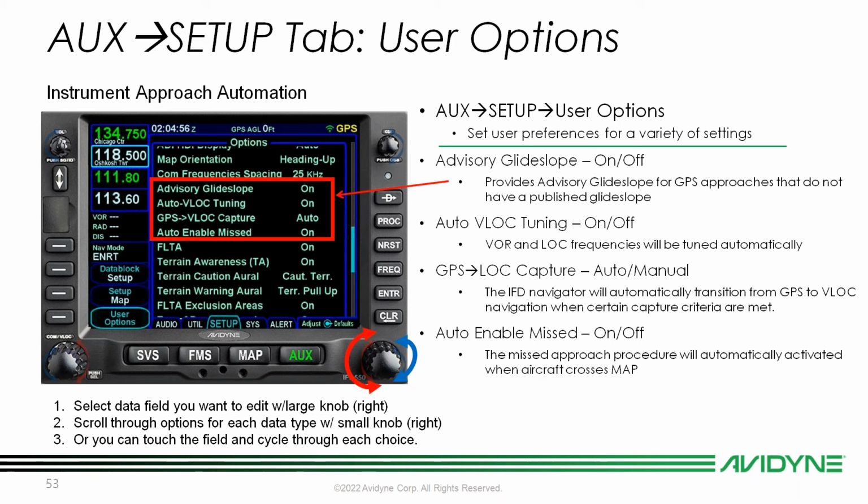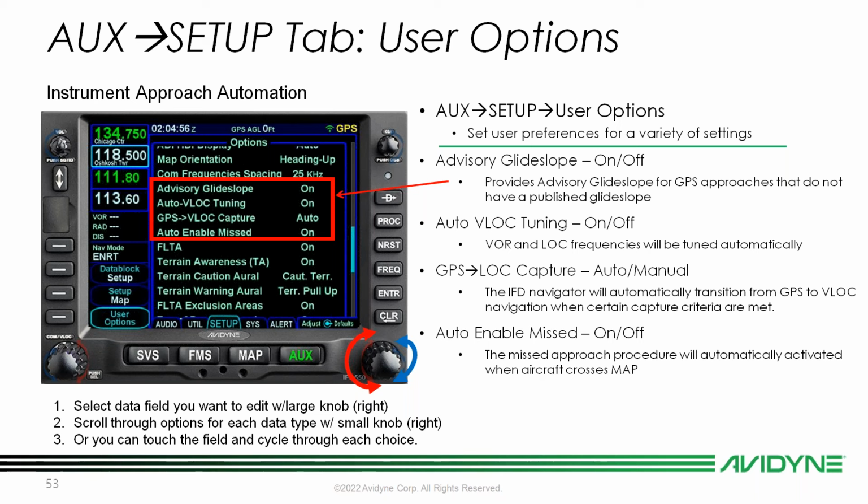We talked a little bit more in depth about GPS and VLOC capture. I'm not going to get too in depth into this, but I do want to touch on advisory glide slope a little bit. If you have that set to on, it's going to transmit a glide slope deviation signal that's going to show up on external indicators, HSI and EFIS, for any approaches that don't have a published glide slope associated with them. Advisory glide slope is going to be displayed for RNAV approaches, GPS approaches, and any approaches that are authorized for a GPS overlay, regardless of SBAS.